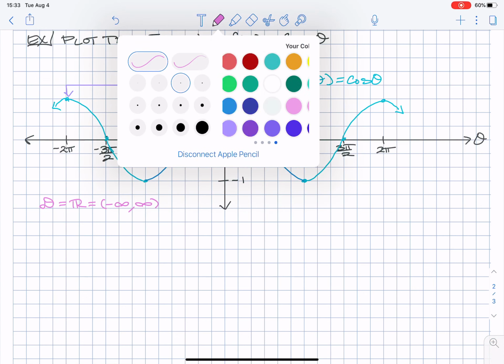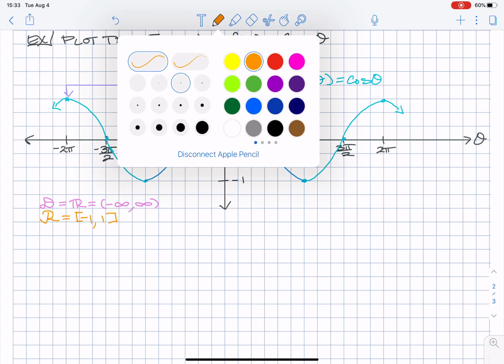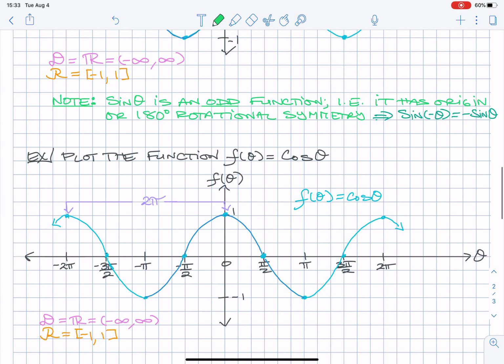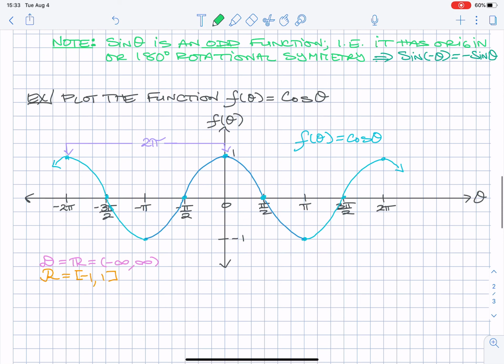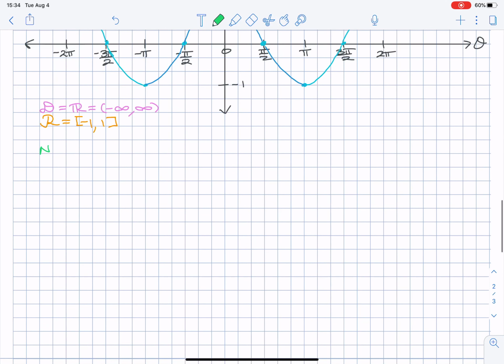However, the range, once again, is bound between positive 1 and negative 1 for the vertical axis. I can't dip beneath negative 1 nor above positive 1. However, the symmetry is not the same. Do you agree that there's no rotational symmetry here? However, there is a mirror image on either side of the y-axis. If I look at the y-axis as a mirror, that's called an even function. So note that cosine of theta is an even function.